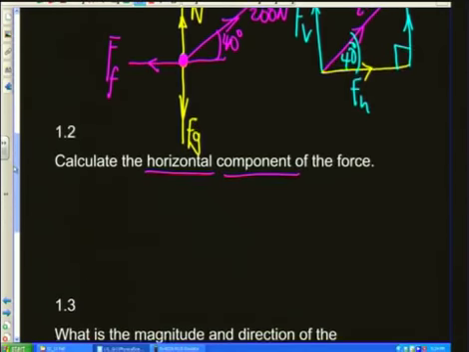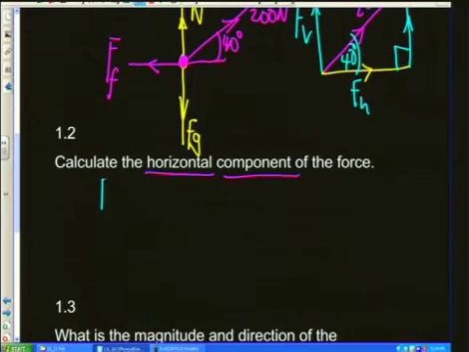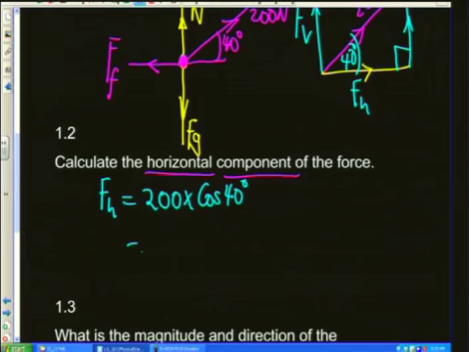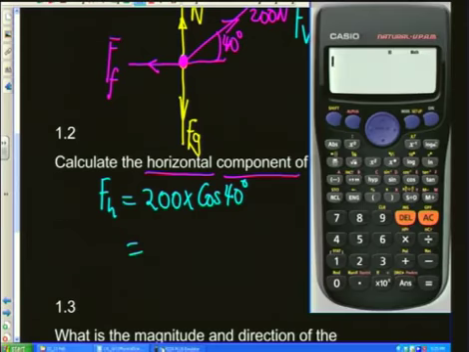What will be FH? The horizontal component is adjacent to the angle, so it will be adjacent over hypotenuse, that is cos. So FH will be equal to 200 times the cosine of 40 degrees. And what is that? You can quickly make use of your calculators. There is mine. So I've got 200 here.